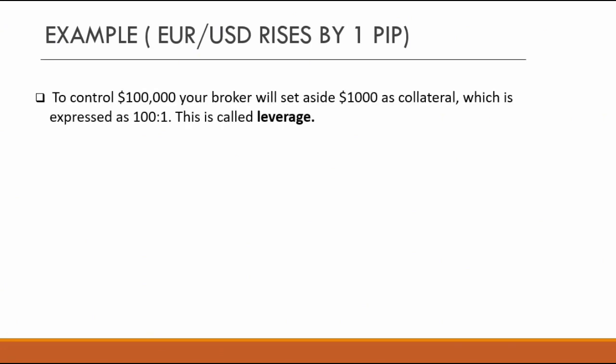Let's say you choose to control 100,000 US dollars. Your broker will then set aside 1,000 US dollars as collateral, which is expressed as 100 to 1 in ratio. This is what we call leverage.